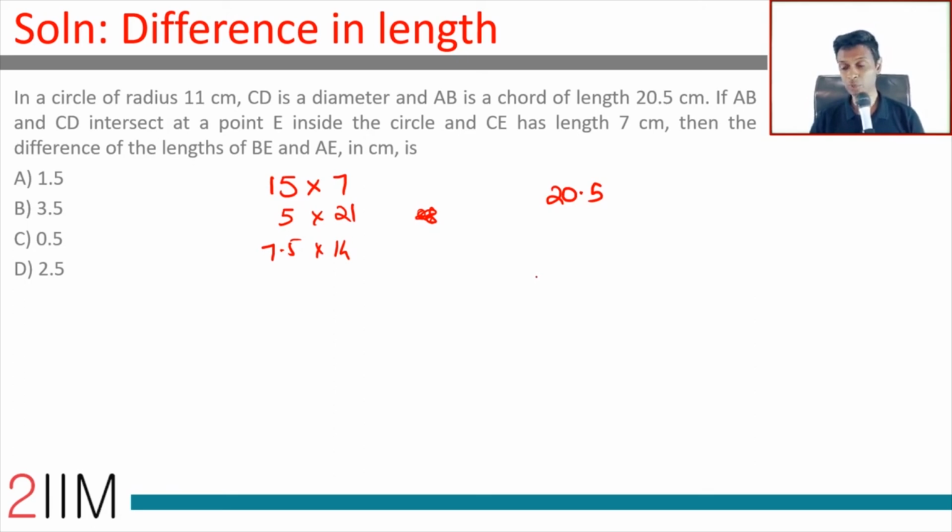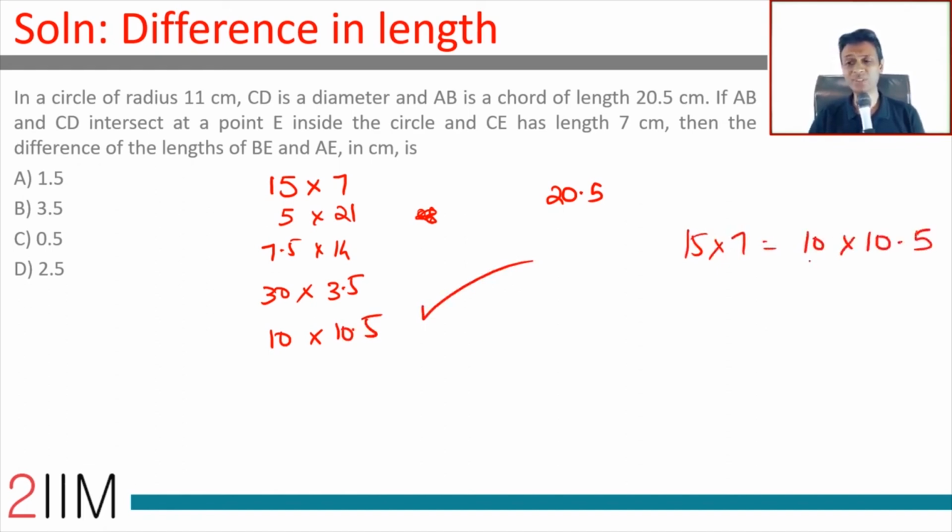That's not working. So we need to simplify that. Let's do 15 into 7. If you divide this by 2, you get 3.5 into 30. That obviously does not work. The numbers have to be closer to each other. Divide this by 3. 10 into 10.5. We have a winner. So 15 into 7 is same as 10 into 10.5. We're just juggling it around and then trying to see where it works. 15 into 7 is 105, which is 10.5 into 10, adding up to 20.5. So AE and BE are 10 and 10.5. The difference between these two is 0.5.